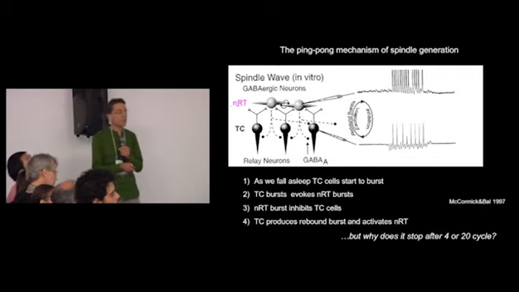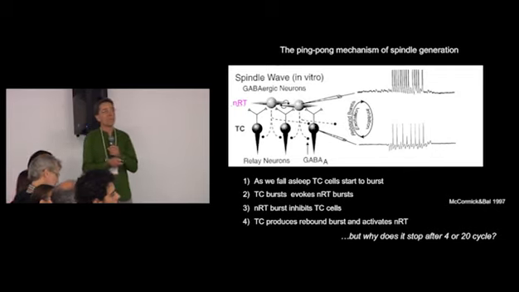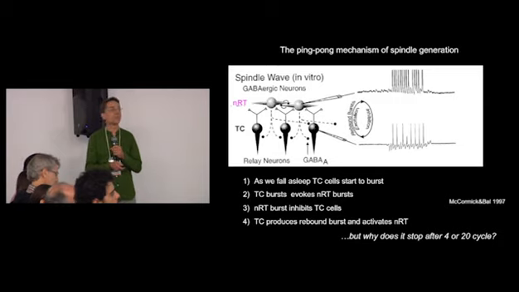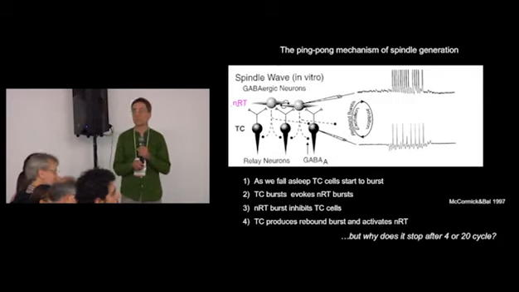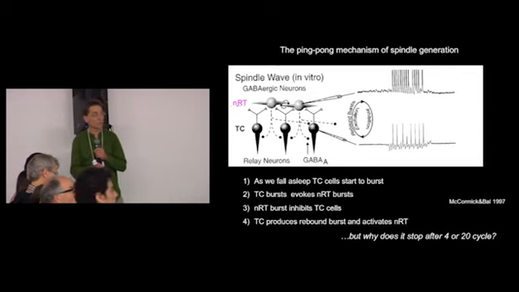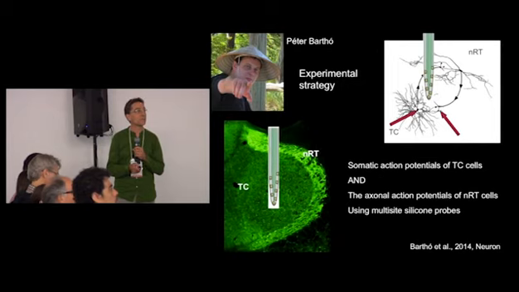Of course, the big question is why the whole thing stops after 4 to 20 cycles? Why does rebound stop after a while, or why does the inhibition stop after a while? And this is what we are going to study in this case.